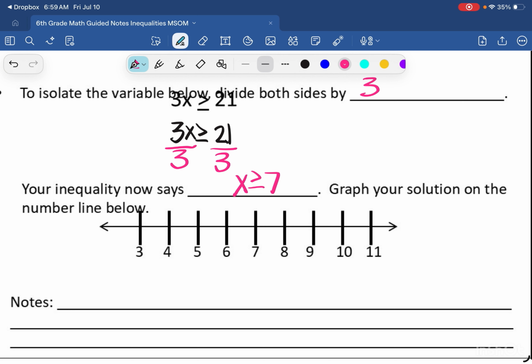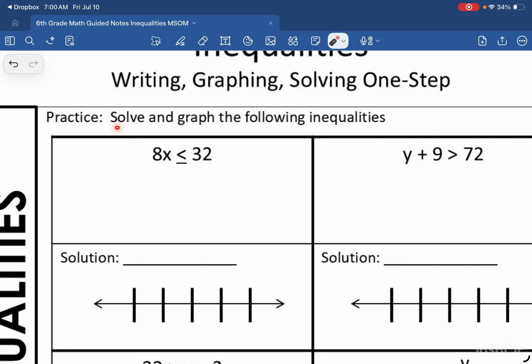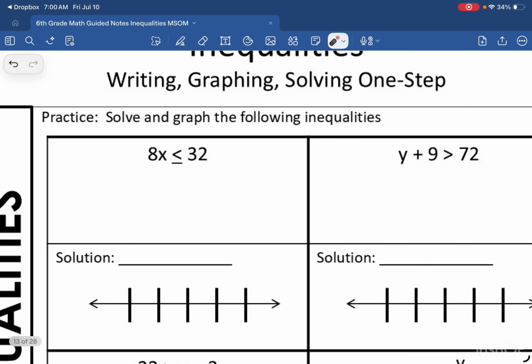Graph your solution on the number line below. So I'm going to have a filled in circle on 7 because 7 is part of the solution. X is greater than or equal to 7. So I'm going to draw an arrow to all the numbers that are greater than 7, which will be to the right. Practice. Solve and graph the following inequalities.